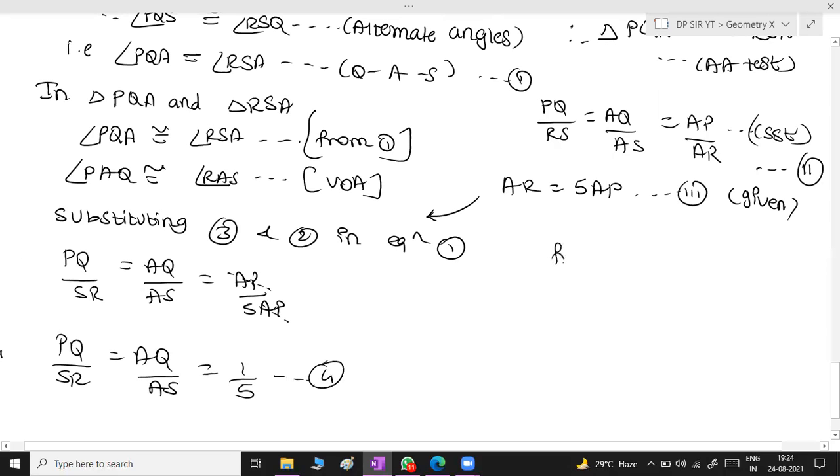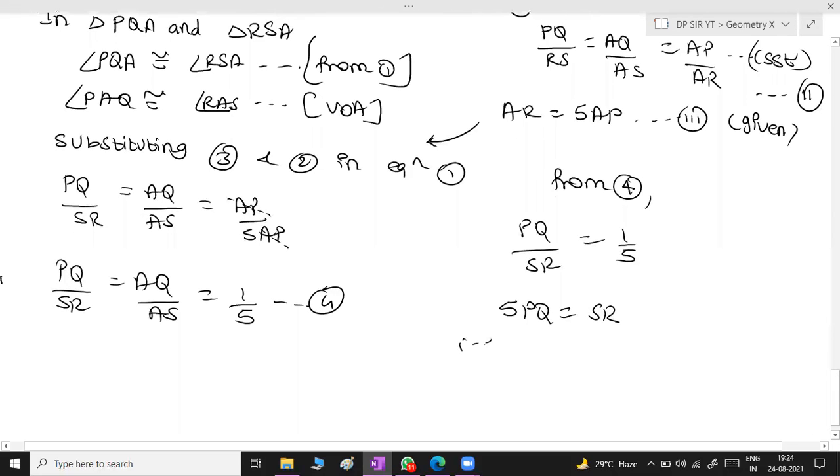So from equation 4, what I am going to get? I will get PQ upon SR is equal to 1/5. Do cross multiplication. 5 times PQ is equal to SR into 1, and it simply means that SR is equal to 5 times PQ.